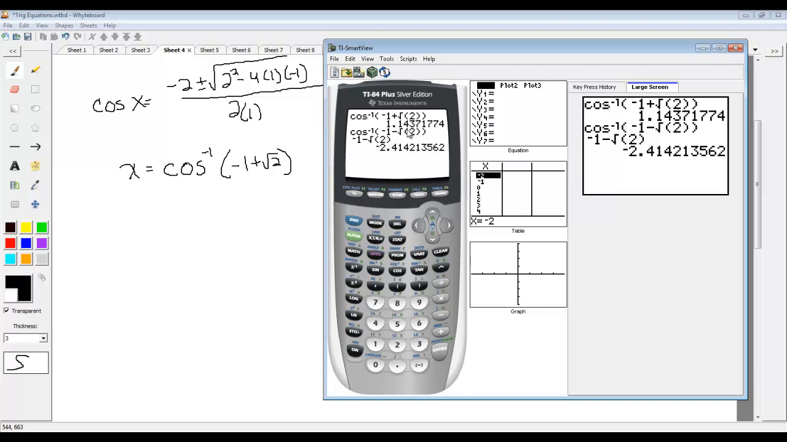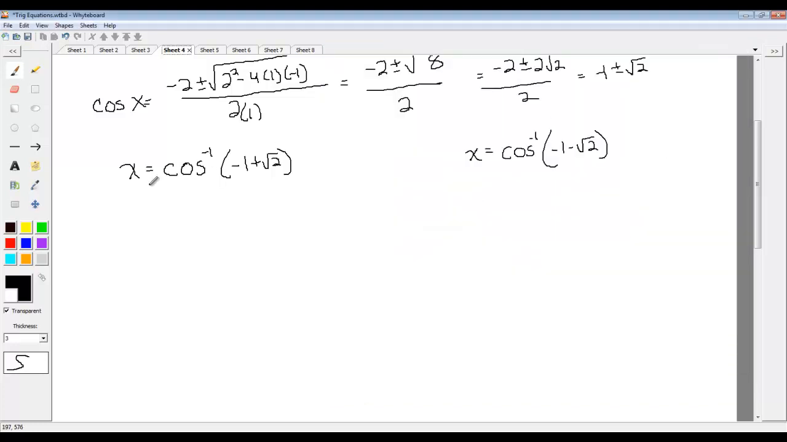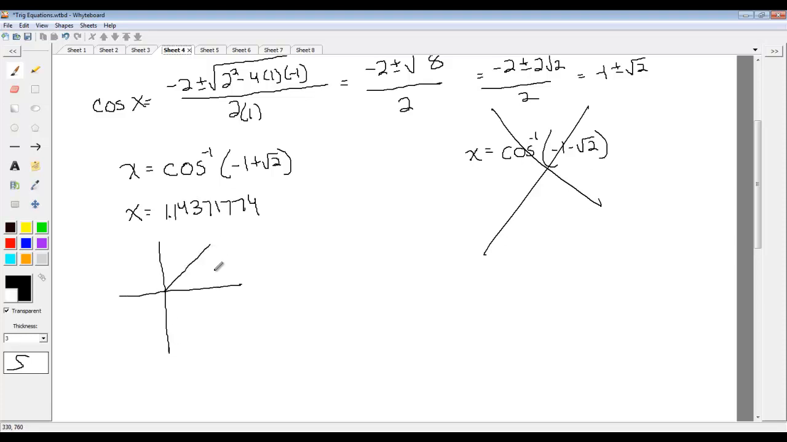You can only work with the 1.143717774. So this one's out. And on this one, you get that crazy decimal. Okay, so that angle is right here.